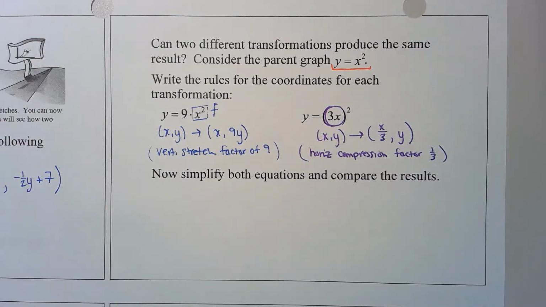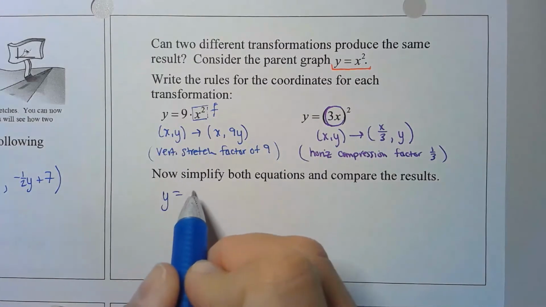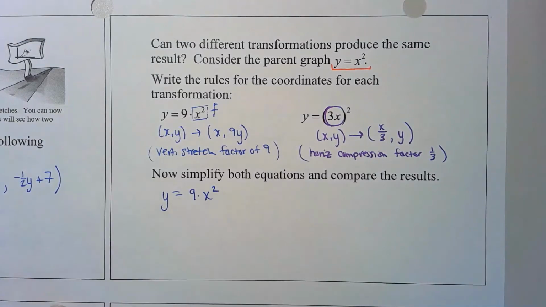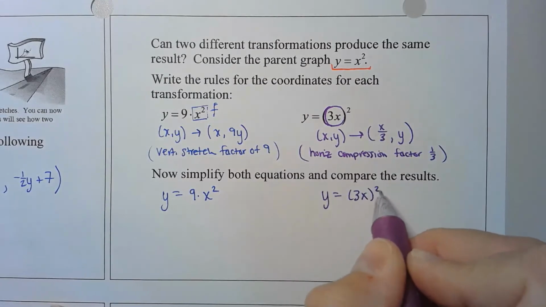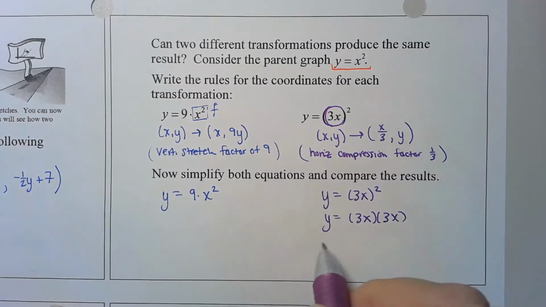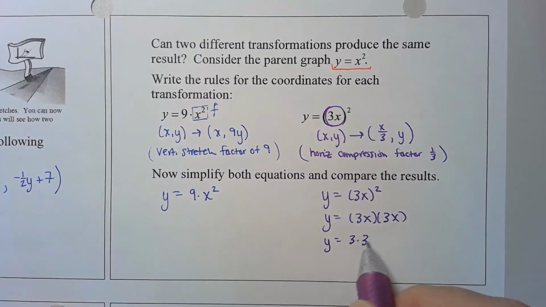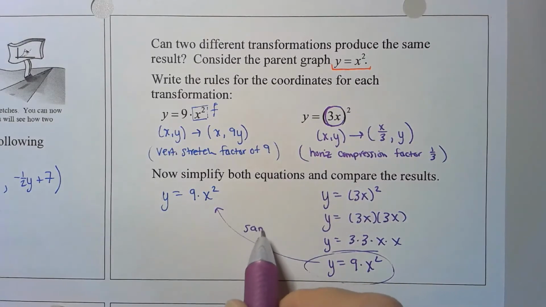Well, it says simplify both equations and compare the results. There's honestly nothing to simplify here. 9 times x squared is just 9 times x squared. But here, when we have 3x, quantity squared, we know that means 3x times 3x, or 3 times 3 times x times x, which is 9 times x squared. Isn't that the same thing?